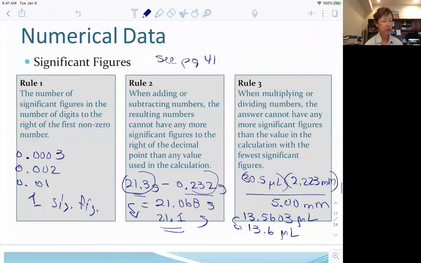And the same thing when multiplying and dividing, you follow that same rule. So I have a calculation here where I have 30.5, which has 3 significant figures, 2.223, which has 4 significant figures, and then when I write 5.00, that would actually have 3 significant figures because I put those 2 zeros after that. So when I do that calculation, I get 15.5603. But again, I want to have 3 significant figures because that's the least number I have. I can't put more than that. So I'm going to round that to 13.6.